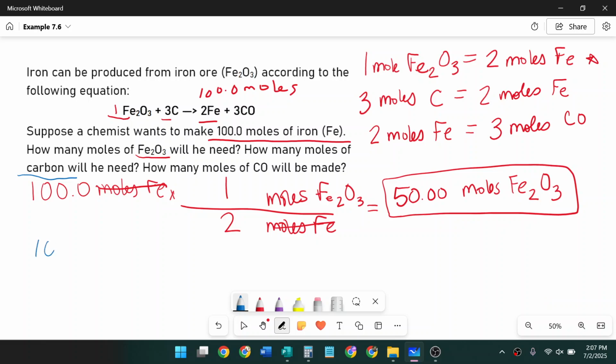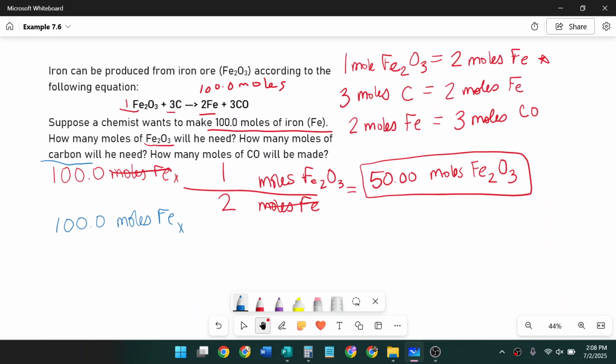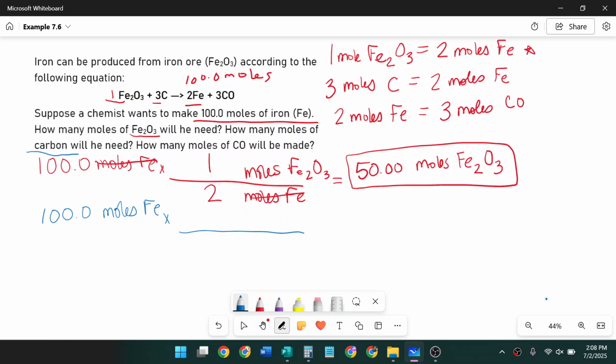All right, the next one we're going to do, we want how many moles of carbon will he need. So again, we're going to start with the one that they gave us, the given one. And this time, in our conversion relationship, clearly I am struggling with drawing a straight line today. Sorry, guys. So we're going to get rid of our moles of Fe and trade them out for moles of carbon. And so we're going to use the conversion relationship for that one. So the 3 goes with the C, and the 2 goes with the Fe. Our moles of iron cancel out, and this time we have 100 times 3 over 2, which is 1.5.